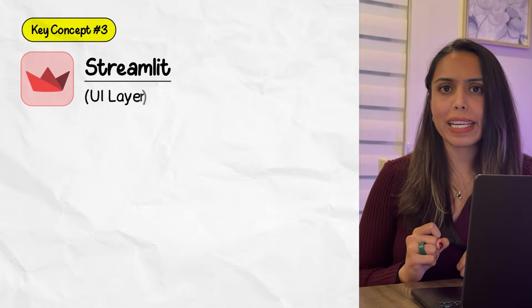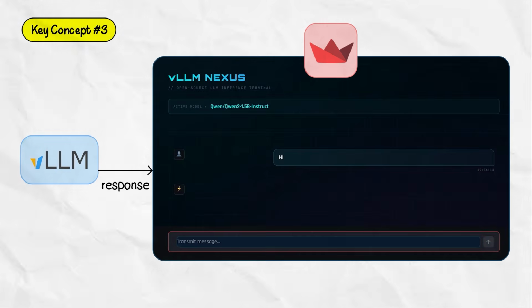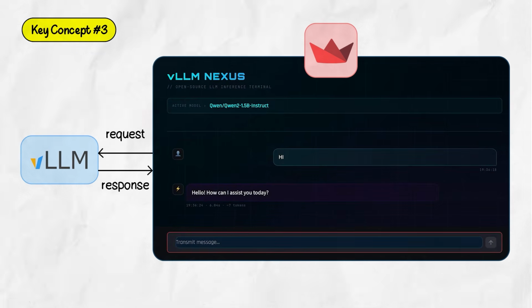Now our third component is Streamlit. Streamlit is the UI layer. Firstly, it does not run the model. It just gives you a chat interface. So basically you can send a prompt to the chat application which will send a request to the VLLM backend, and it will be showing you the generated response.